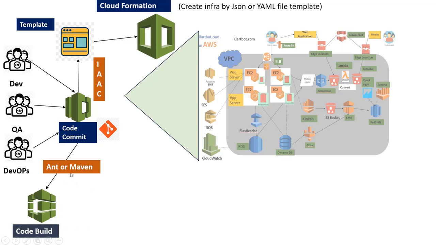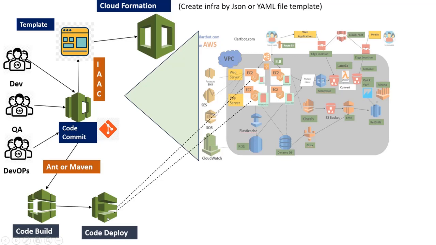So CodeBuild will build the code by using Ant or Maven or any other build tool, and it will generate the archive file. Once the archive file is available, the CodeDeploy feature comes in. It will take this archive file from here and deploy the application into the servers. For that we have a service called CodeDeploy in AWS.